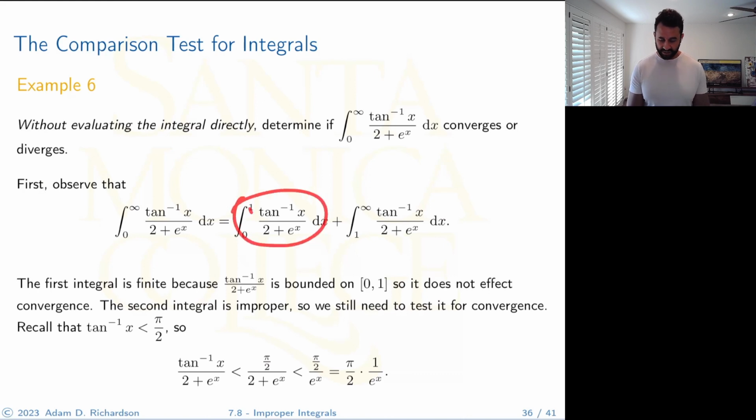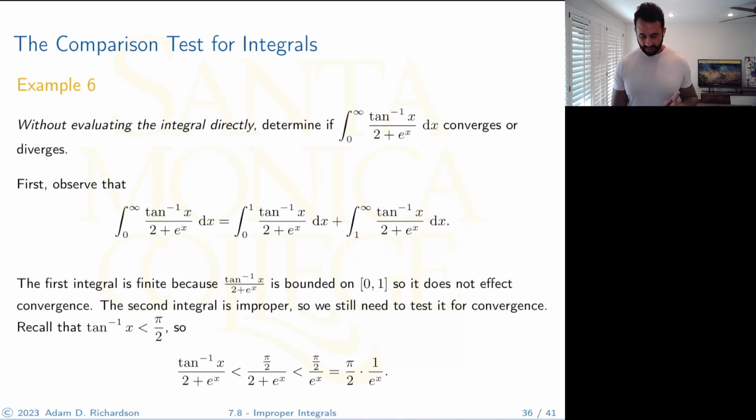Now the first integral here is finite. It's a finite number. This is a definite integral. Our integrand is bounded on that interval. So whatever this thing is, it's just a number, so it does not affect convergence whatsoever. This has no effect on convergence. The thing that will change convergence is this piece. That piece is the thing that affects convergence. That's the piece that we need to explore.